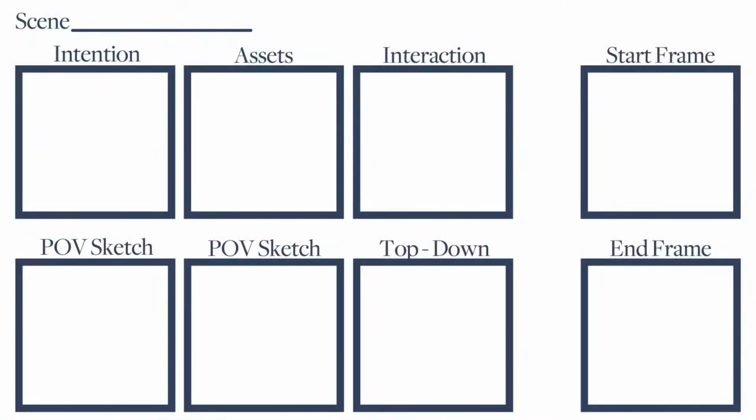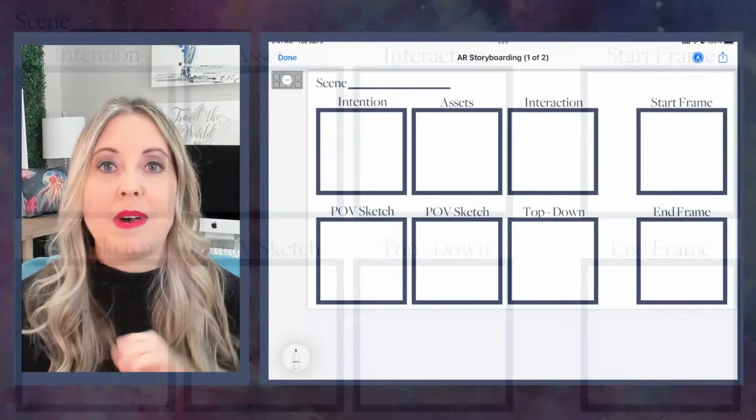Or sometimes I start with the intention box, or sometimes I start with the asset box. It doesn't matter. This does not have to be a linear process. Use it how it works for you and how your brain works. So let's take a look again. So we got all three of those. Yes, so we looked at all those boxes.